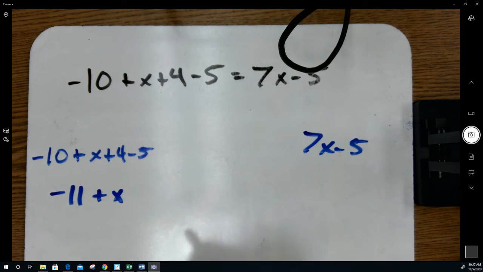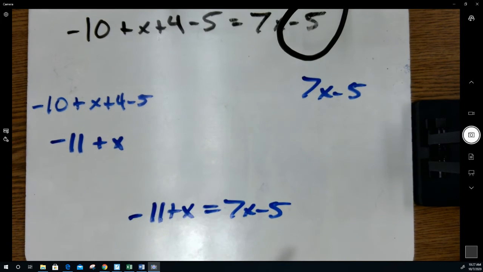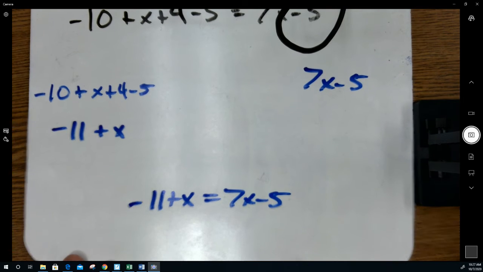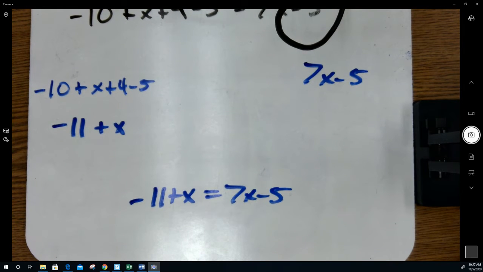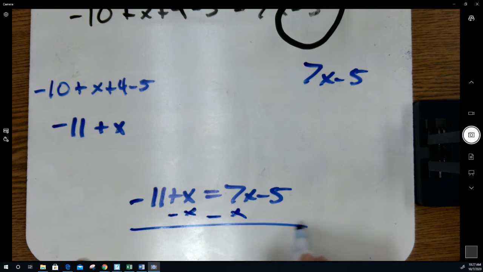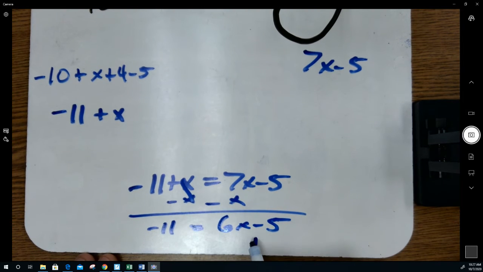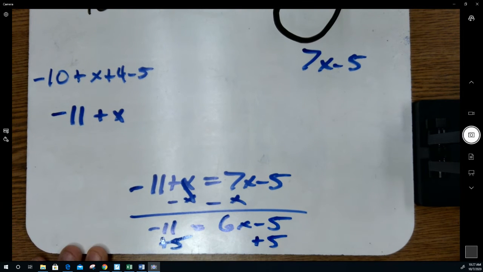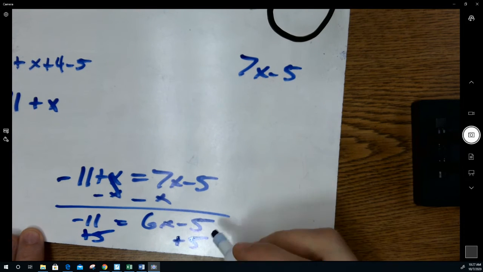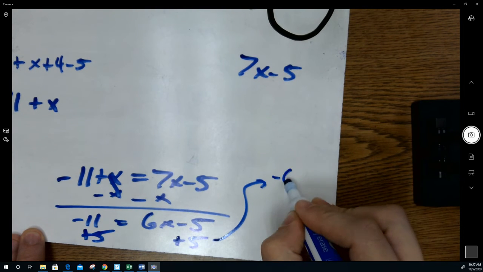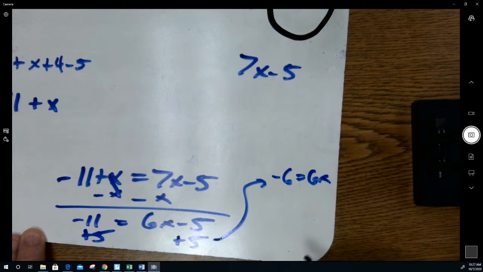Now, look at how much simpler it is to bring it back together. Now we have a variable and a number on each side. So let's get all the variables on one side, subtract x from both sides. So 6x minus 5. Add the 5 to both sides. And then kind of just come over here where you get negative 6 equals 6x and divide by 6.